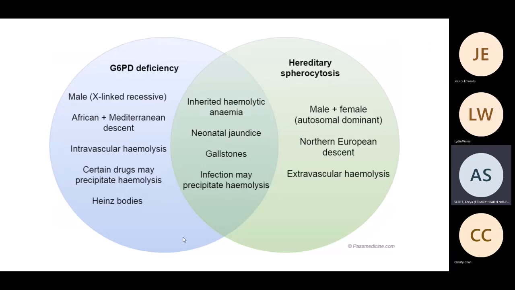This is a nice table off PassMed that just compares G6PD to hereditary spherocytosis, because I know they can seem quite similar. But if you remember, G6PD is more common in males, whereas hereditary spherocytosis is more split evenly. And another big difference is where the hemolysis occurs. So in G6PD, the hemolysis is occurring in the peripheral blood, whereas in hereditary spherocytosis, it's more in the spleen, and the spleen's just noticing the cells look a bit weird and getting rid of them.